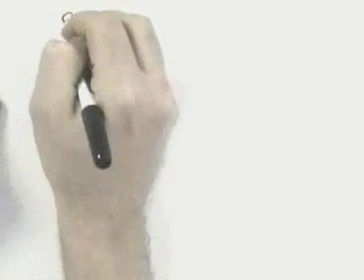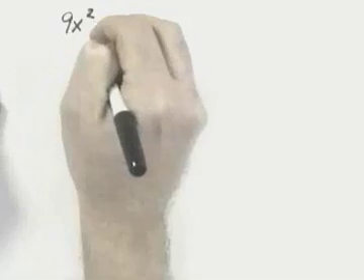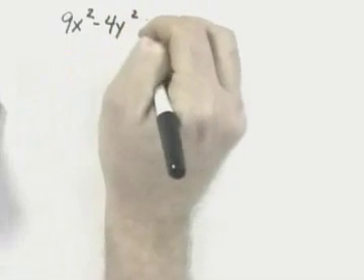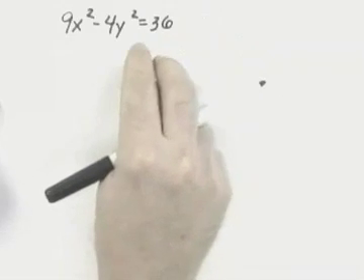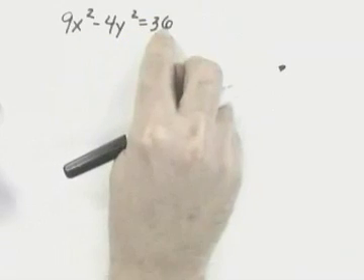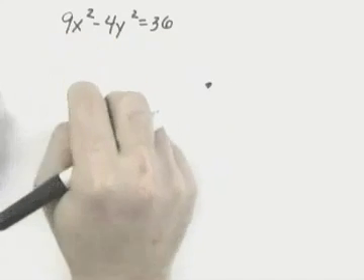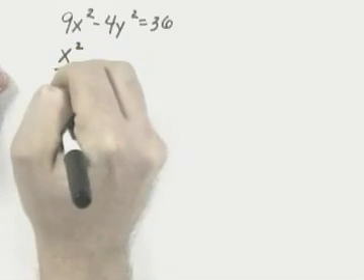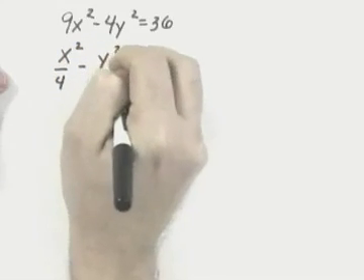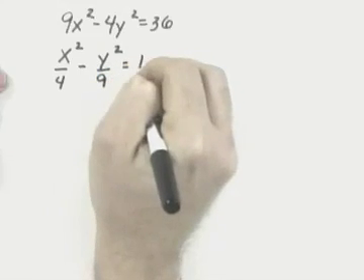We're now going to discuss an equation that has as its transverse axis the x-axis. We're going to graph 9x squared minus 4y squared equals 36. Now the first thing that we should notice is that the equation is not set equal to 1. To set it equal to 1, we're going to divide all three parts of the equation by 36. That will give me x squared over 4 minus y squared over 9 equals 1.